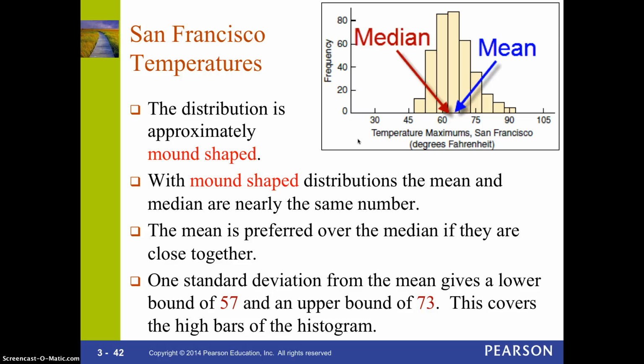Looking at the San Francisco temperatures, San Francisco doesn't have a lot of variability in its temperatures, and you get a pretty mound-shaped distribution. So in this case, the median and the mean are very close to the same value. A lot of times we use the mean. If you do use the median, it's not going to make a big difference. If you're going to do a lot more advanced statistics with it, the mean is actually easier to work with. That's why if we can use the mean, we do. Either one works, but again, the mean is what most people are more familiar with than the median.